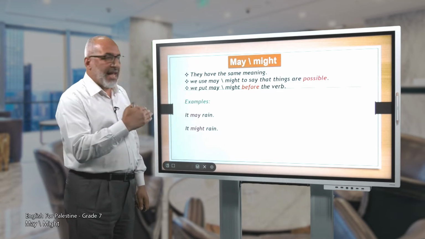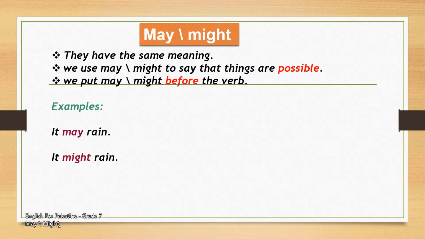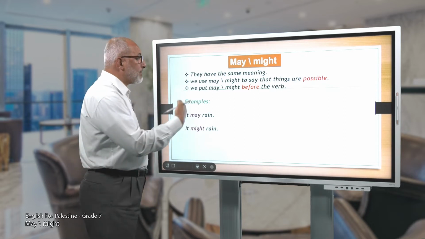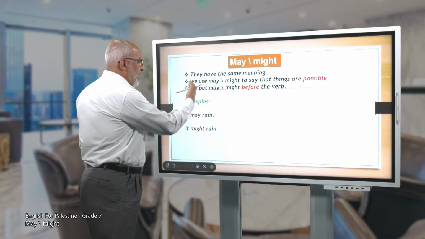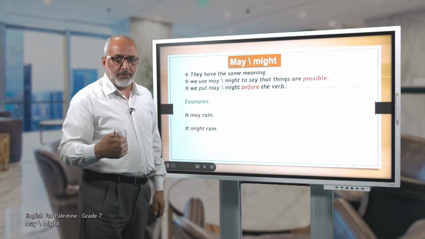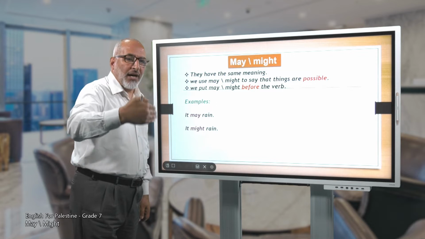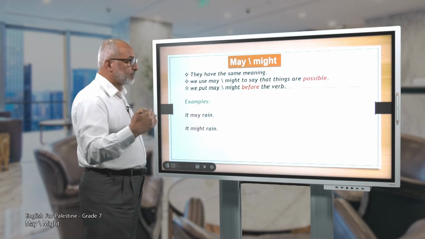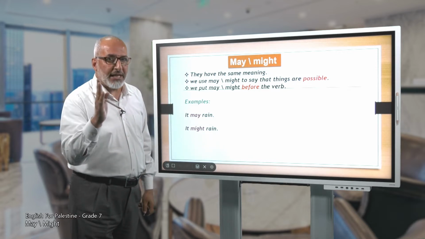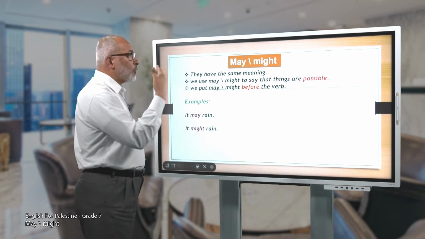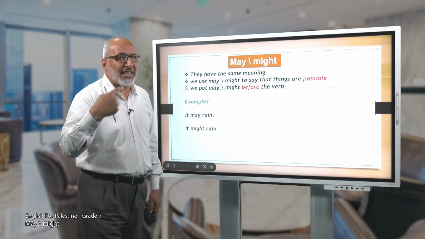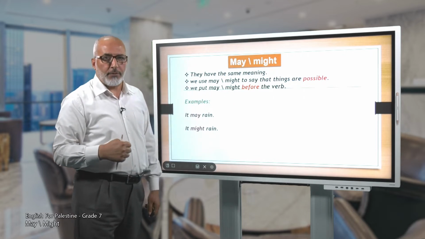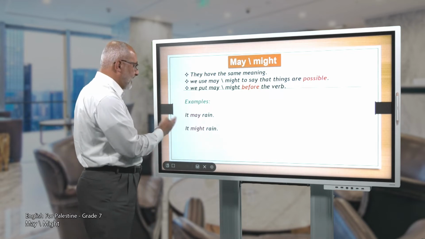We use them, may and might, to say that things are possible. When we talk about possible things, we use may and might. We put may and might before the verb, or may and might are followed by the infinitive form of the verb. Again, there is no difference in meaning. Let's look at the examples here.